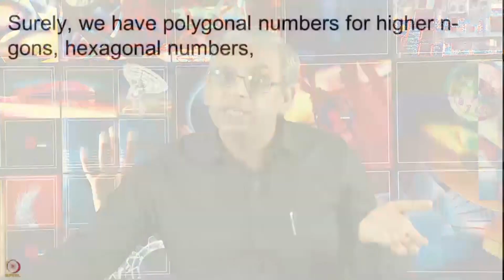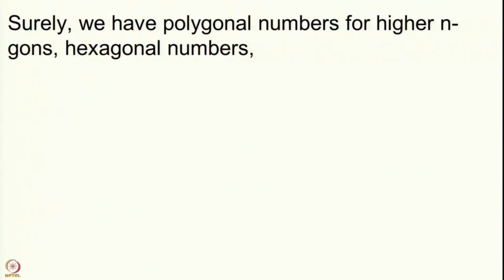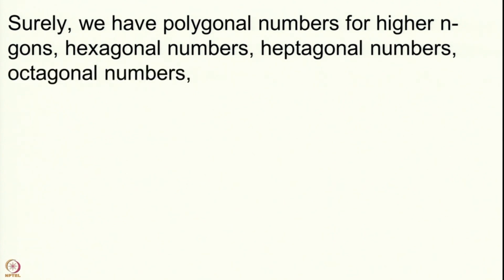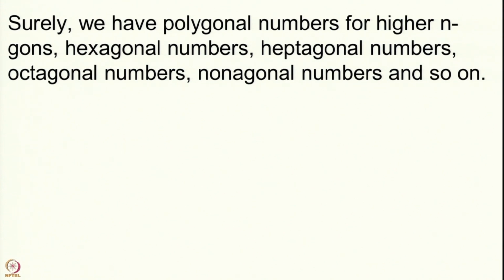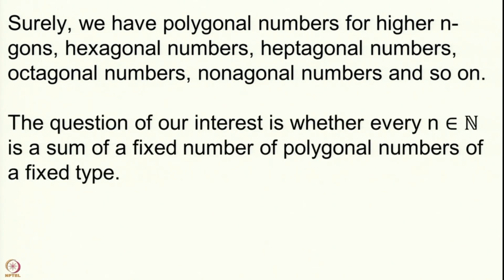And of course, we have polygonal numbers for higher n-gons. We have hexagonal numbers, these are for hexagons. We have heptagonal numbers for heptagons, octagonal numbers, nonagonal numbers, decagonal numbers and so on. So, what we would actually be interested in finding out is whether every natural number is a sum of a fixed number of polygonal numbers of a fixed type.